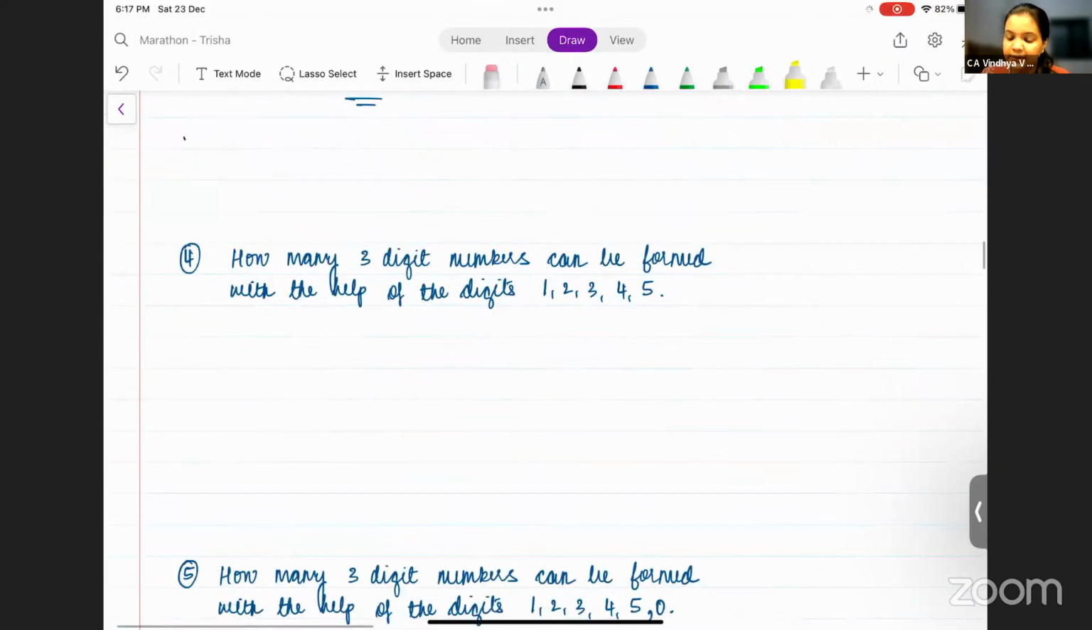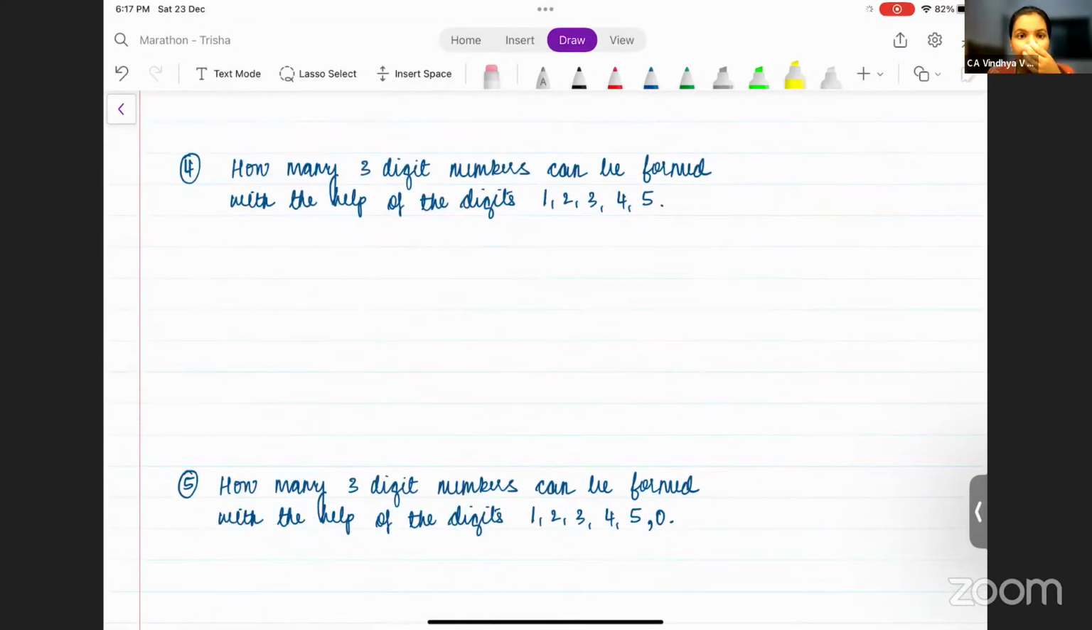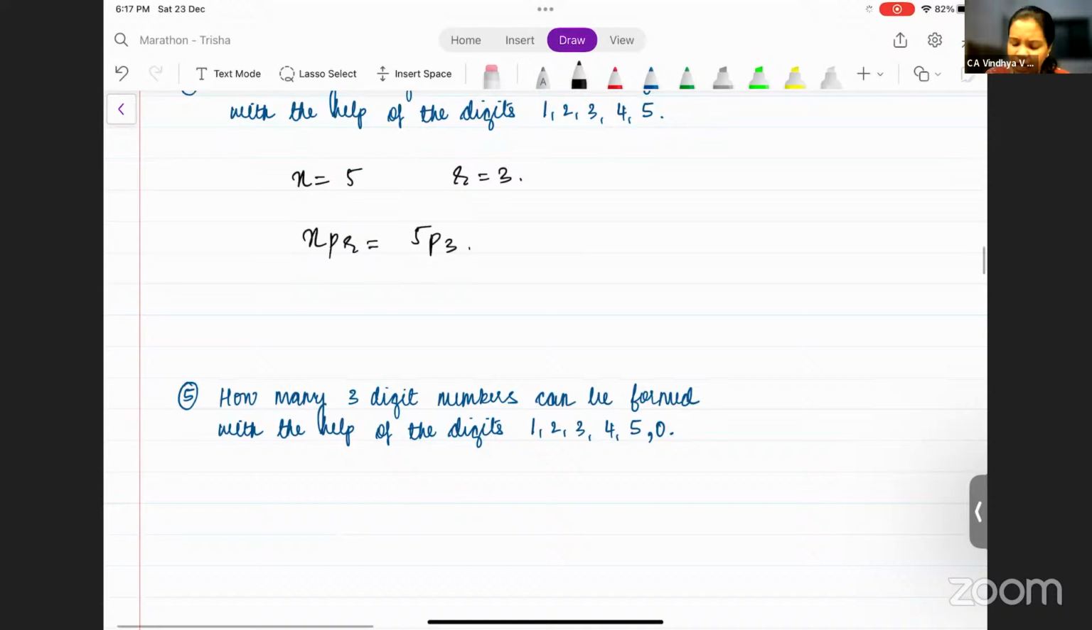All right. Next, we go to numbers. Here they have asked, how many 3-digit numbers can be formed with the help of the digits 1, 2, 3, 4, and 5? Okay. So what is n here? n is 5. What is r? r is equal to 3. So nPr will be 5P3. All right. You can get the answer.